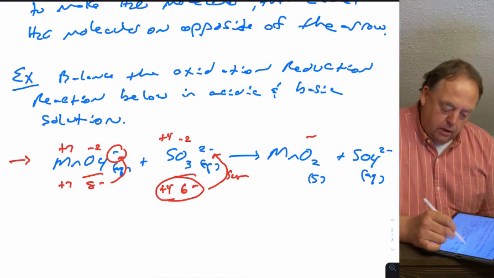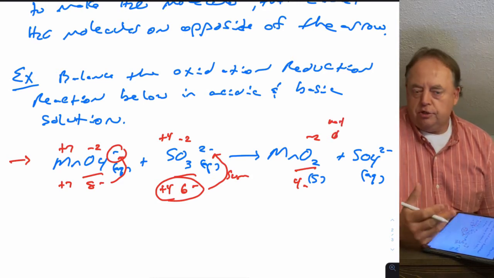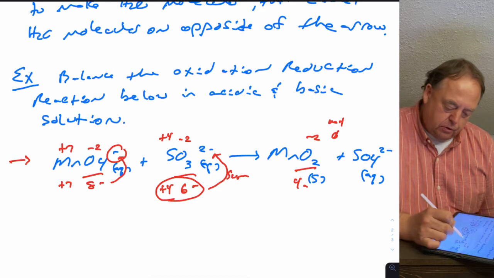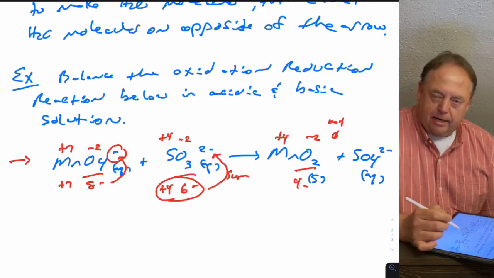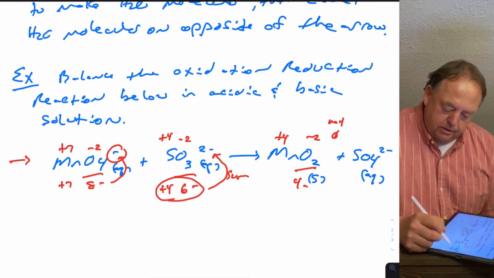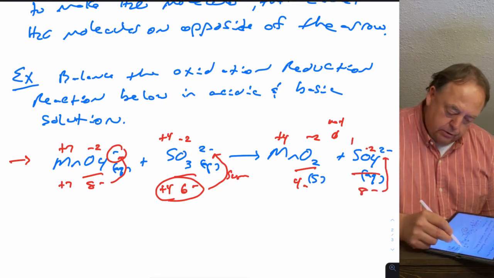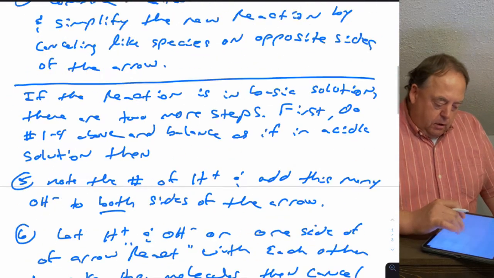And then on the right, oxygen's -2, that's 4 negatives. The net is 0. Since there's no charge shown, then it must be 0. So if oxygen's -2 and 2 oxygens is -4, then manganese must be +4. And for SO4 2-, again, oxygen's -2, that's 8 negatives. It has to sum to -2, so sulfur must be +6, right? +6 and 8 negative sums to -2.